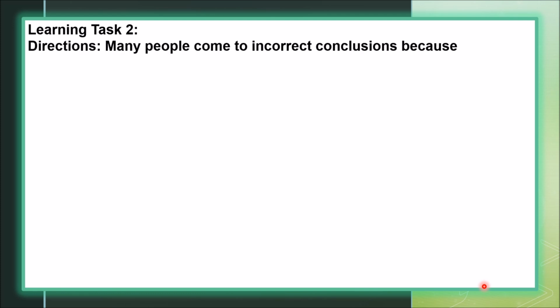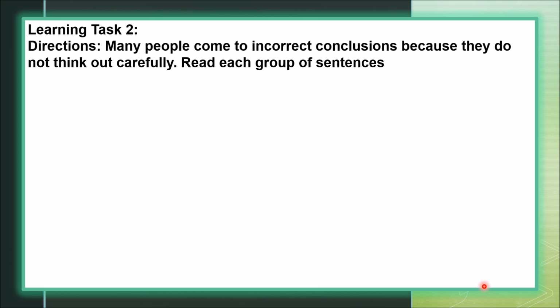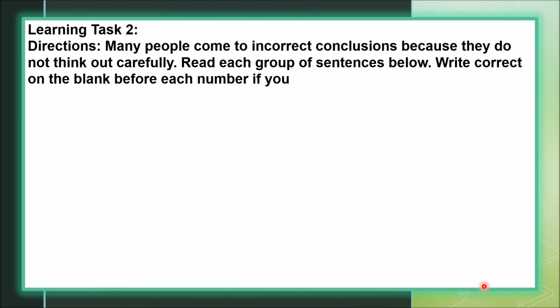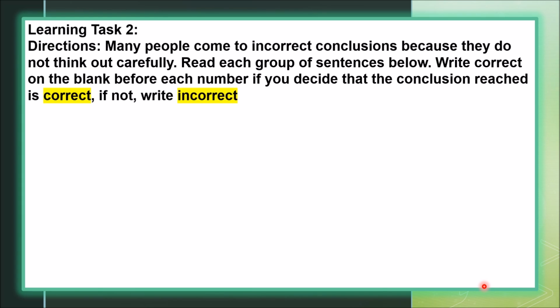Learning task 2. The direction is, many people come to incorrect conclusions because they do not think out carefully. Read the group of sentences below, then write correct on the blank before its number if you decide that the conclusion reached is correct. If not, write incorrect. So you will be the one to answer this, okay? Do this in your notebook.